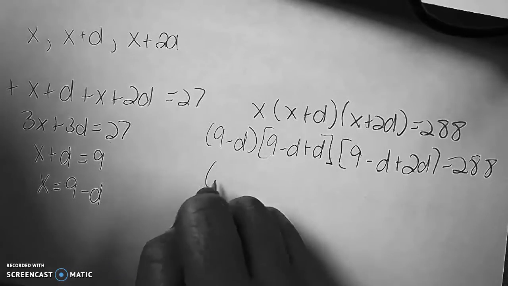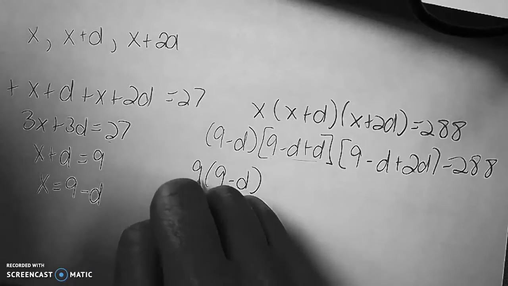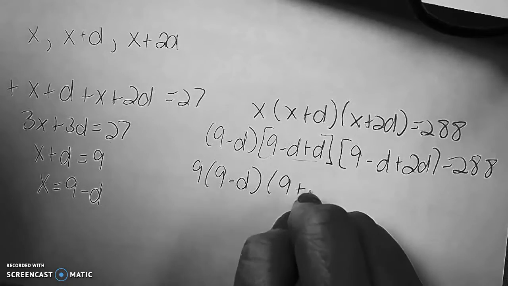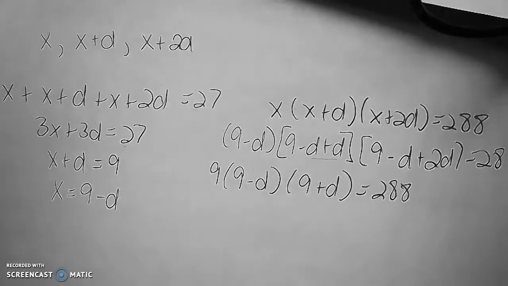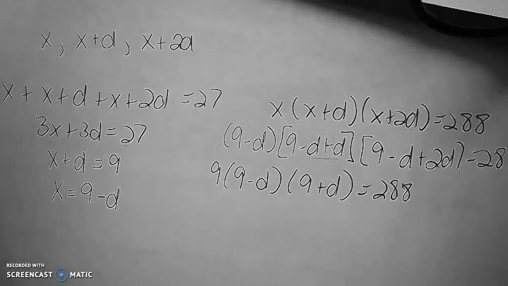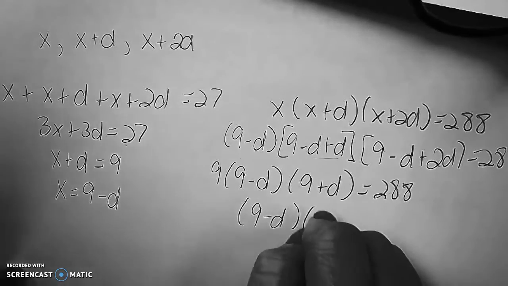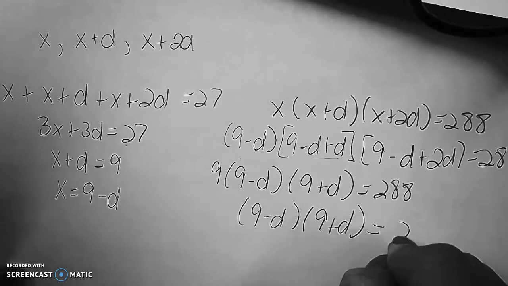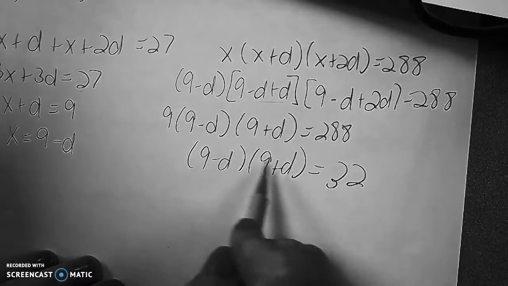So let me combine some like terms. I'll have 9 minus d. This just ends up giving me 9. And then 9 plus d. I'm going to divide by 9 because I see that's a number out front and I don't want to have to deal with that. So if I divide both sides by 9, I get 9 minus d times 9 plus d equals 32.